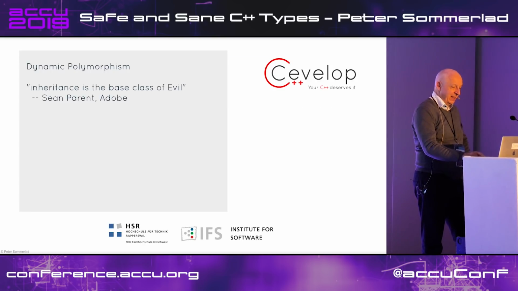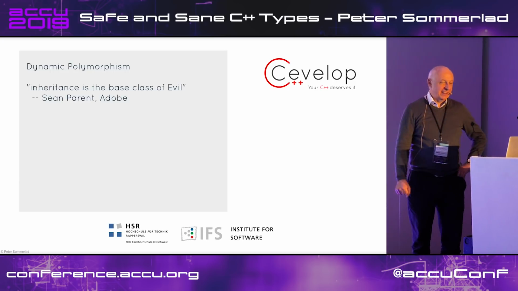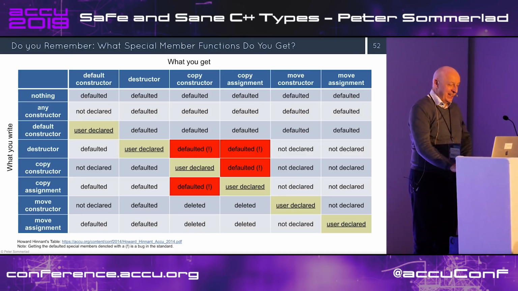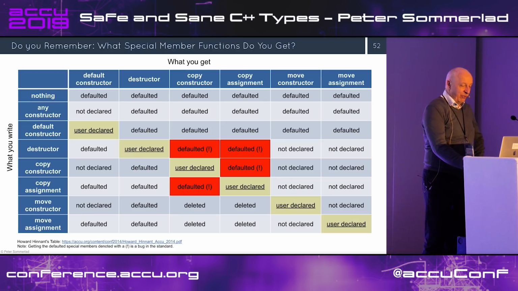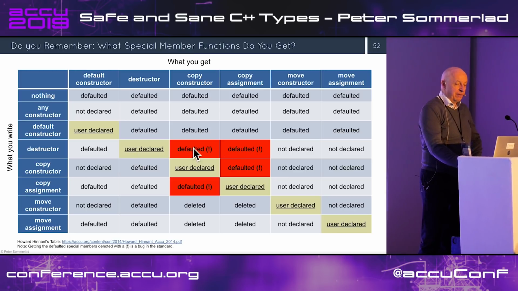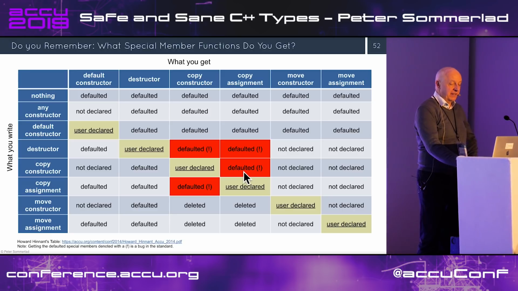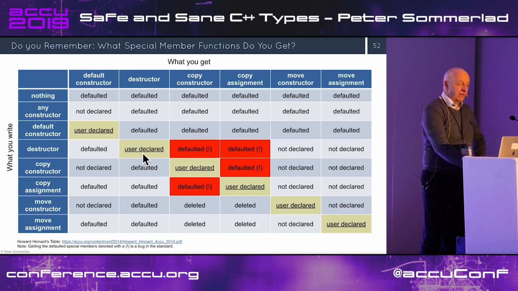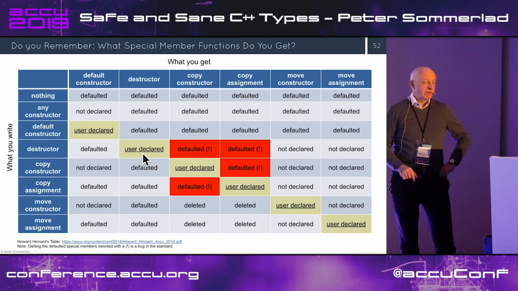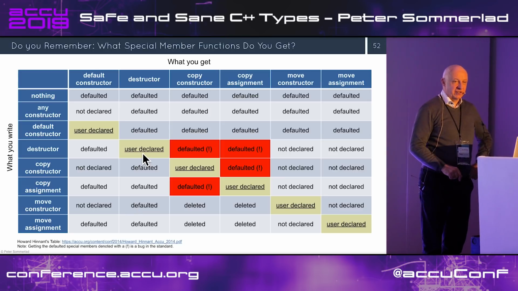Dynamic polymorphism. Sean Parent: inheritance is the base class of evil. Don't. Now, remember, this is Howard Hinnant's big table on what you get when you define something. If you define a destructor, you still get copyability, fortunately not movability. When you define a copy constructor, you still get the automated copy assignment, and so on. The red parts are really dangerous. The problem is, if you want virtual, you have to declare a virtual destructor in the base class.